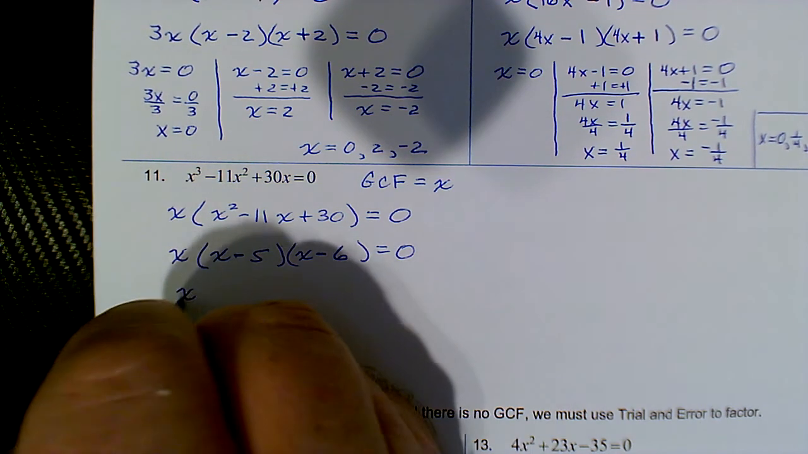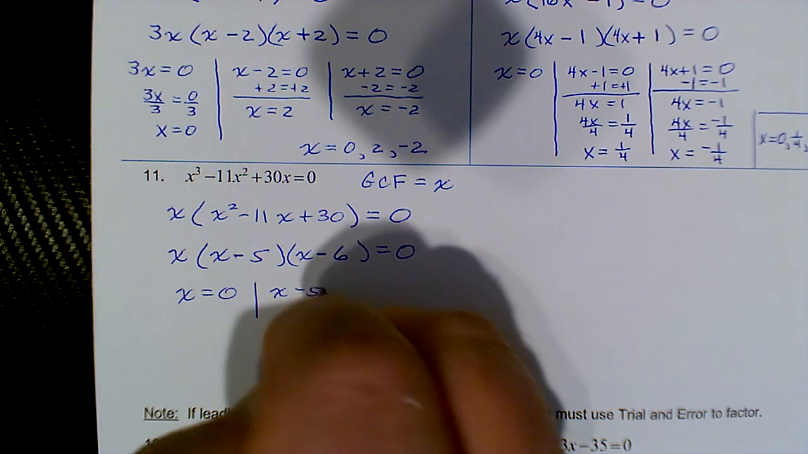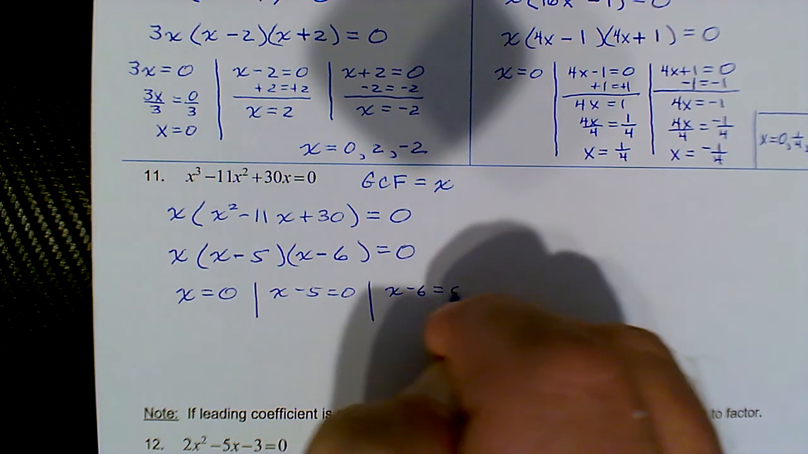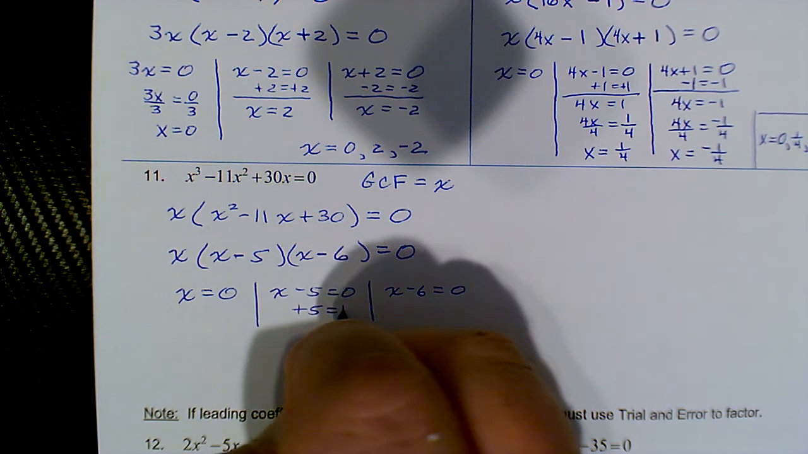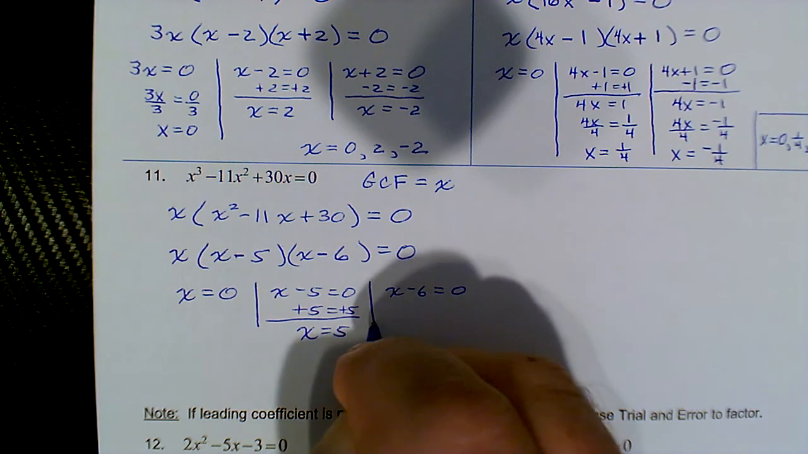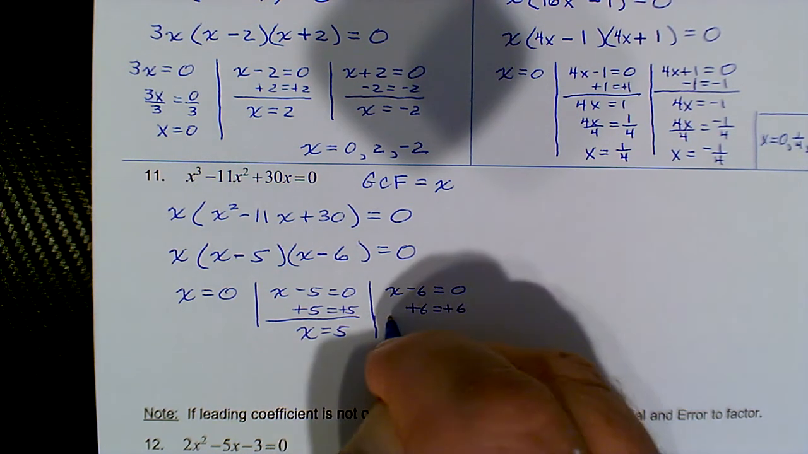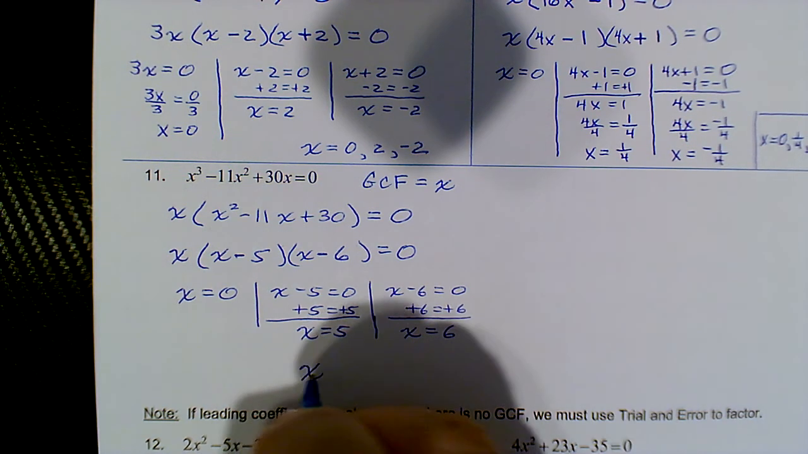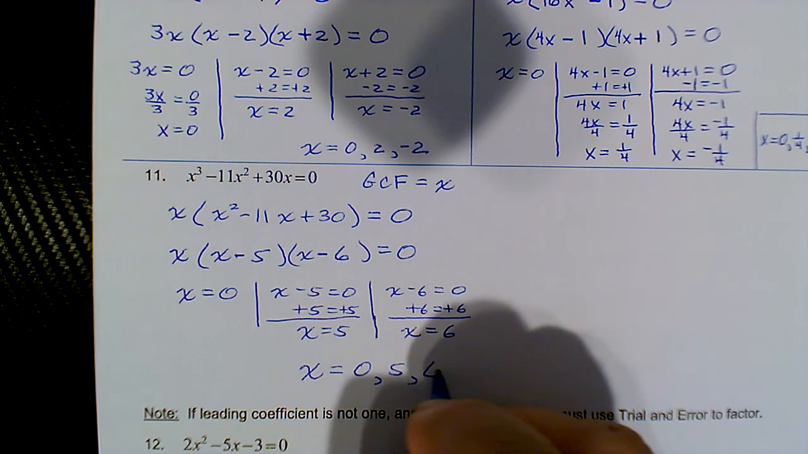But then each factor is set to 0, so x is 0, x minus 5 is 0, and x minus 6 is 0. And the x is 0 is a solution already. Here we'll add 5 to both sides to get x equaling 5 is another solution. And here we add 6 to both sides to get x equals 6 as a third solution. So x equals 0, 5, and 6.